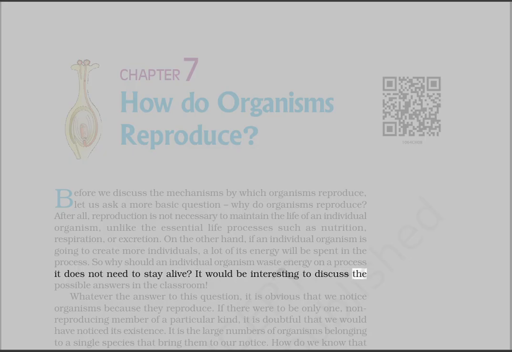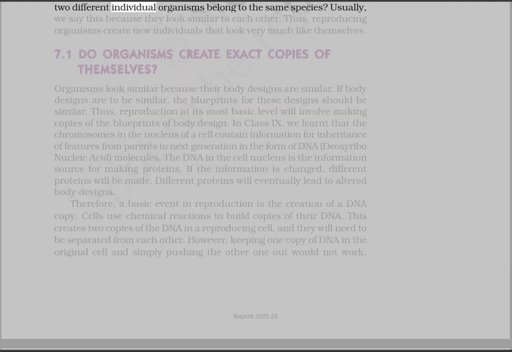It would be interesting to discuss the possible answers in the classroom. Whatever the answer to this question, it is obvious that we notice organisms because they reproduce. If there were to be only one, non-reproducing member of a particular kind, it is doubtful that we would have noticed its existence. It is the large numbers of organisms belonging to a single species that bring them to our notice. How do we know that two different individual organisms belong to the same species? Usually, we say this because they look similar to each other. Thus, reproducing organisms create new individuals that look very much like themselves.